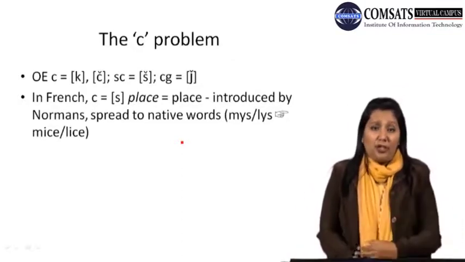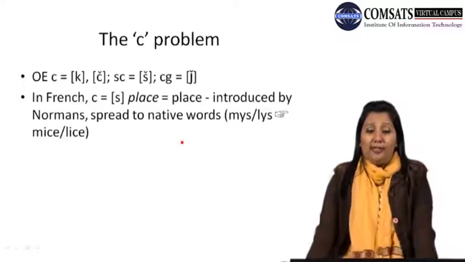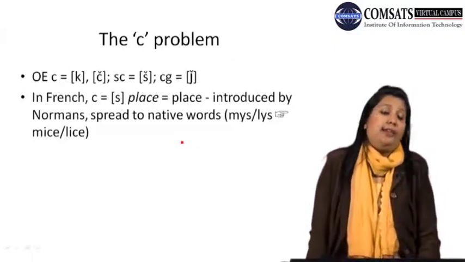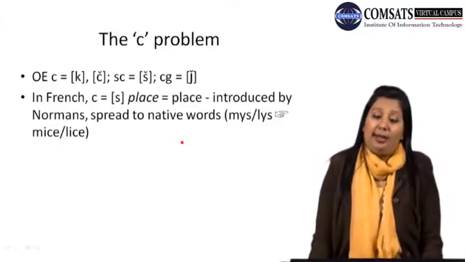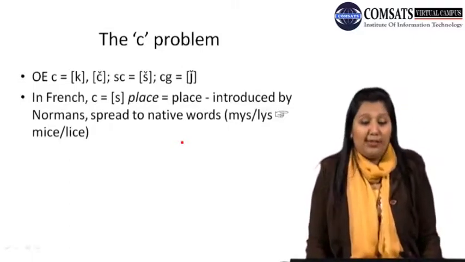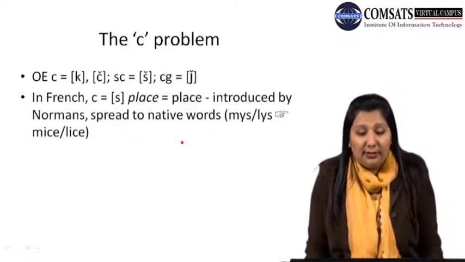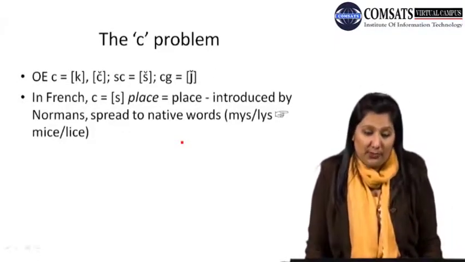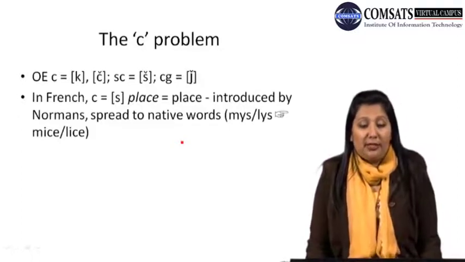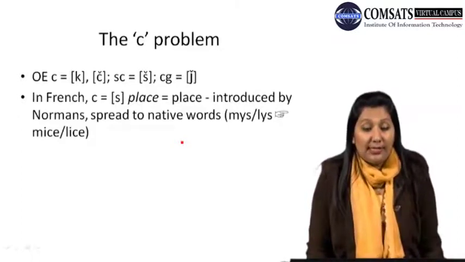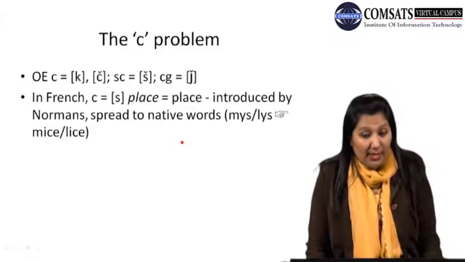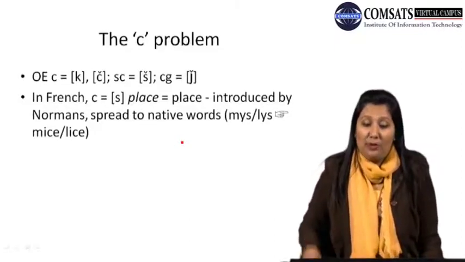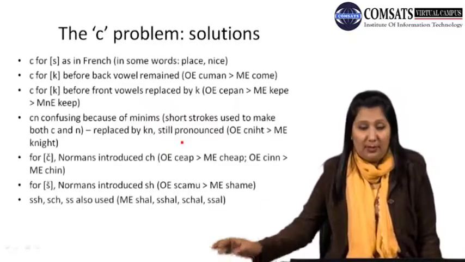The C was referring to two different things. This was once again a big problem. Old English C was equal to k, and sometimes equal to ch as well, and G is equal to a j sound as well. Whereas in French, C is equal to S, for example place is equal to place, and it was introduced by the Normans, spreading to native words sometimes.